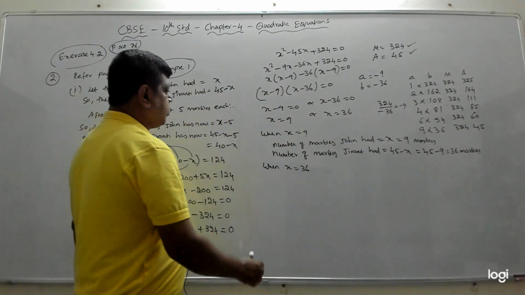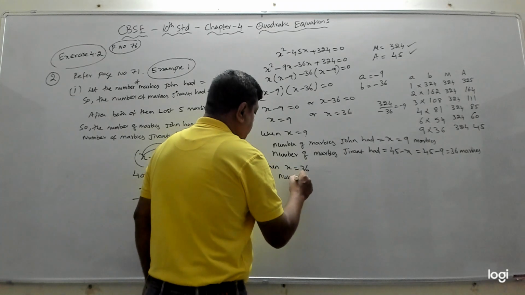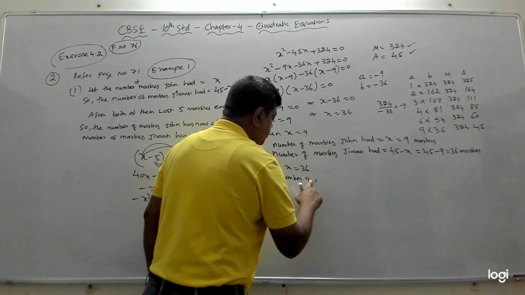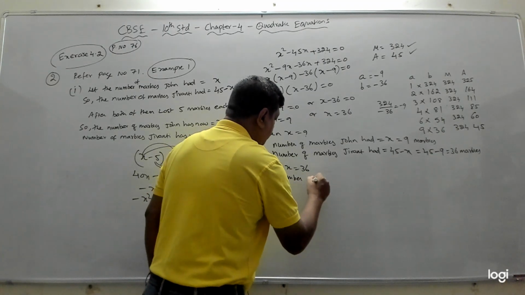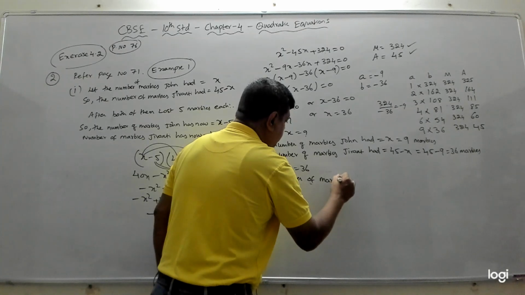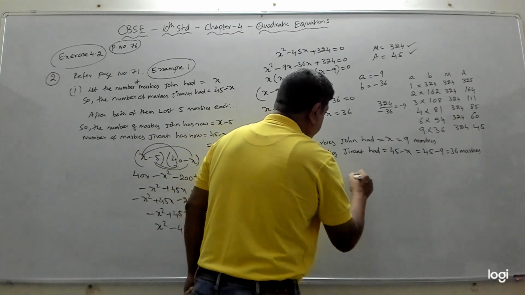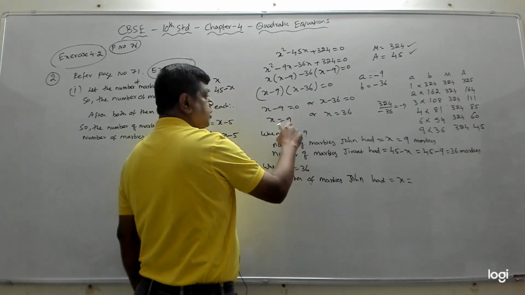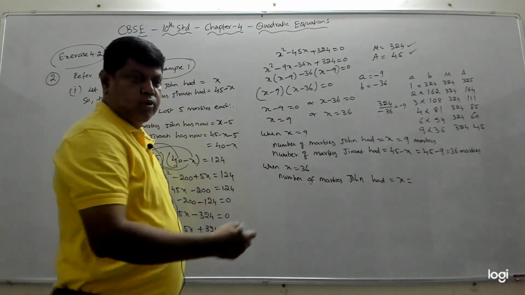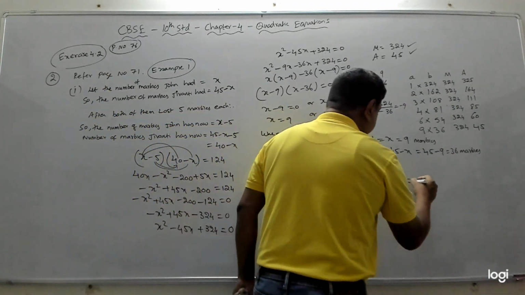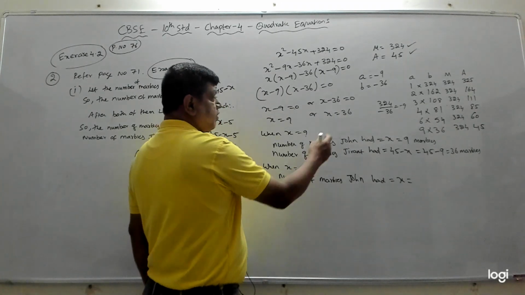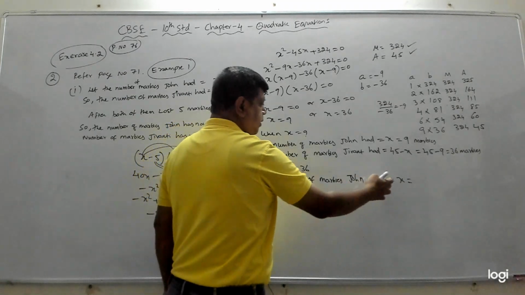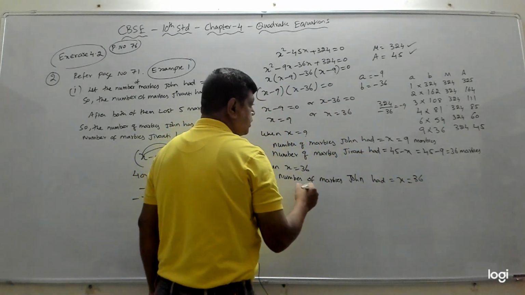When x is equal to 36, then what happens? So this will have two sets of answers. This is one answer, this is another answer. The number of marbles John had is equal to x, but x we are taking as 36, because both are possible. So both the answers are possible. So both are right answers. So the number of marbles John had is x, x is 36. If I take this condition, this is the answer. So John had 36 marbles.